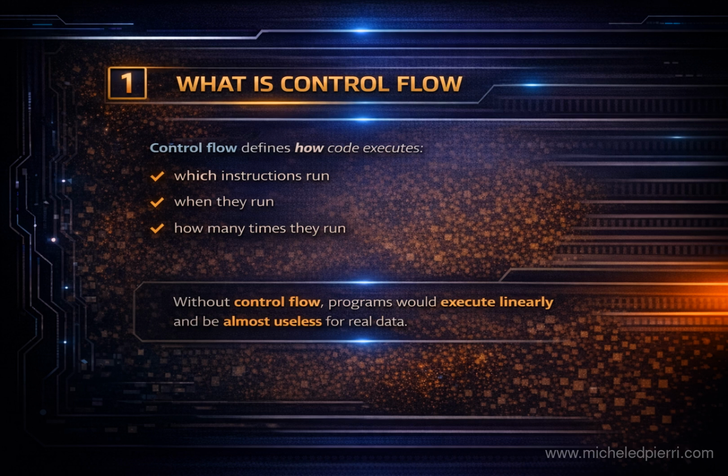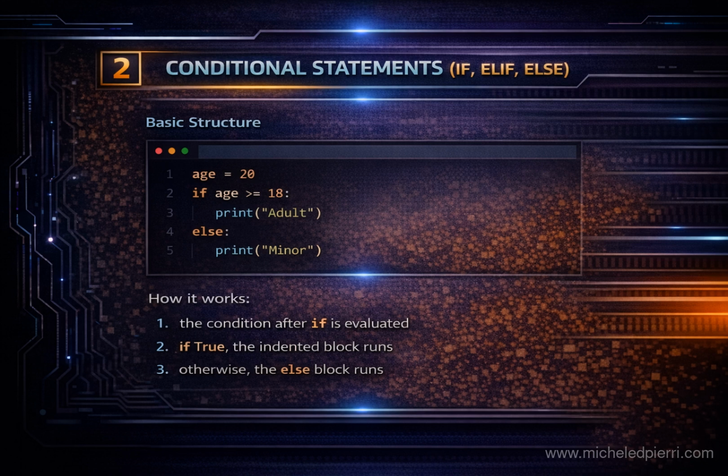Control flow defines the order in which instructions are executed. Without it, a program would simply read data linearly from top to bottom, unable to handle exceptions or variations. In practice, it's what makes software intelligent. Conditional statements allow your program to branch out. Think of it as a fork in the road. The code chooses which path to take only if a specific condition evaluates to true.